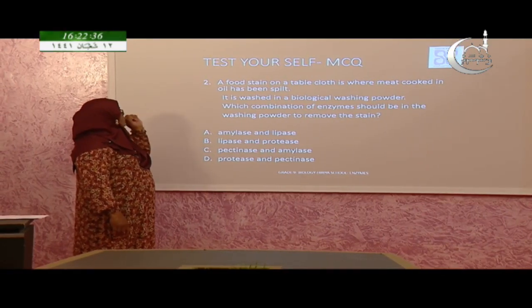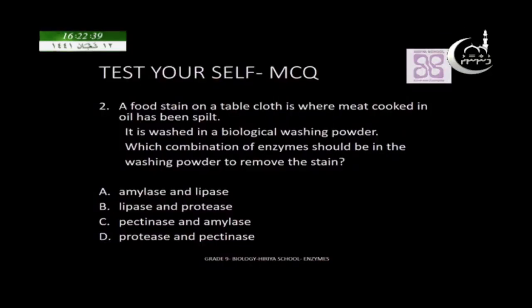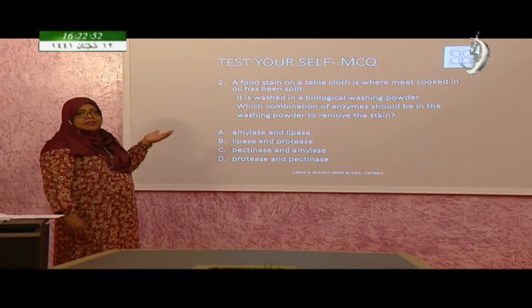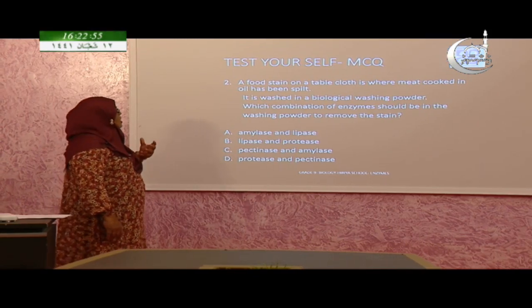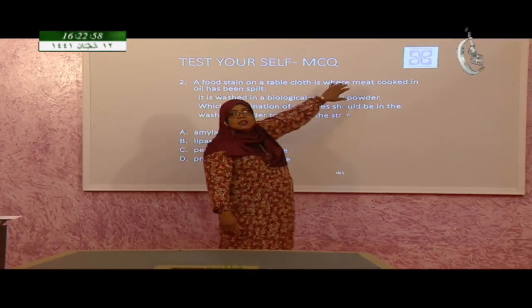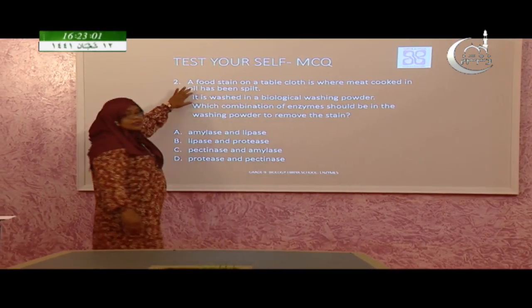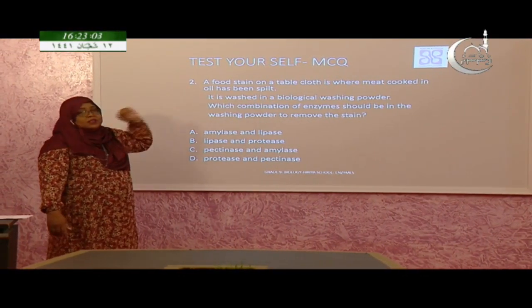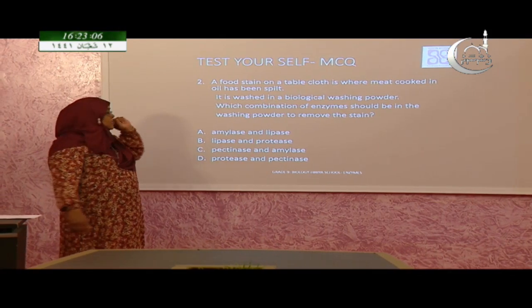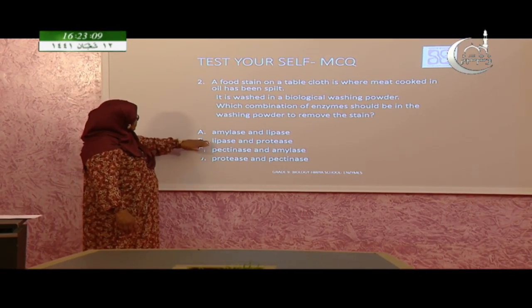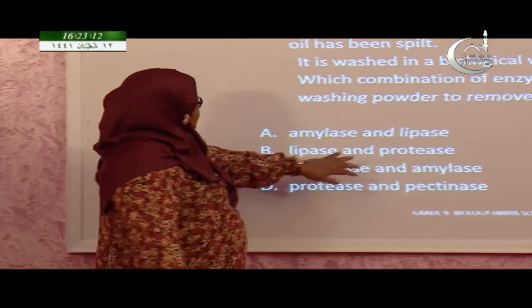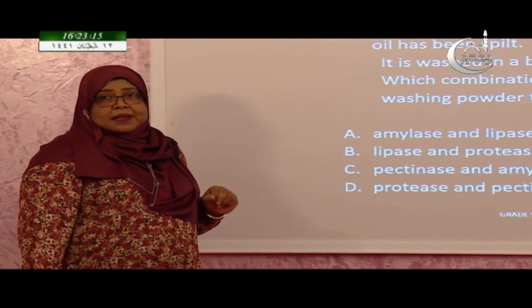Earlier I also discussed a food stain on the tablecloth where meat is cooked and oil has been spilled. It is washed in a biological washing powder. Biology means living, so it is chemicals. Which combination of enzymes should be in the washing powder to remove the stain? Earlier we discussed naming the enzymes, so if you have followed that slide, you will know. Meat is a protein, and oil is fats and oil. So it should be a protein-digesting enzyme and a lipid digester. Amylase is not, so lipase and then protease. The answer should be B.